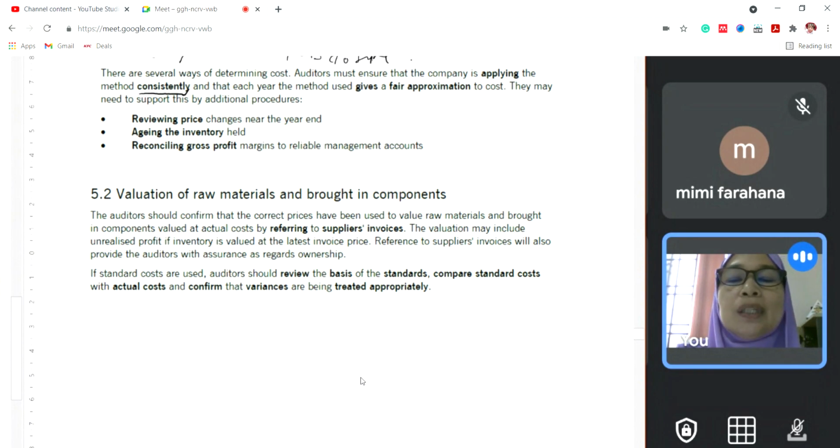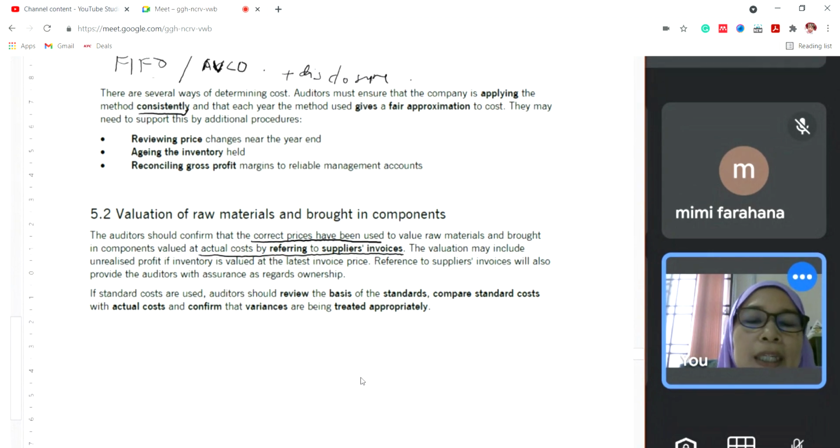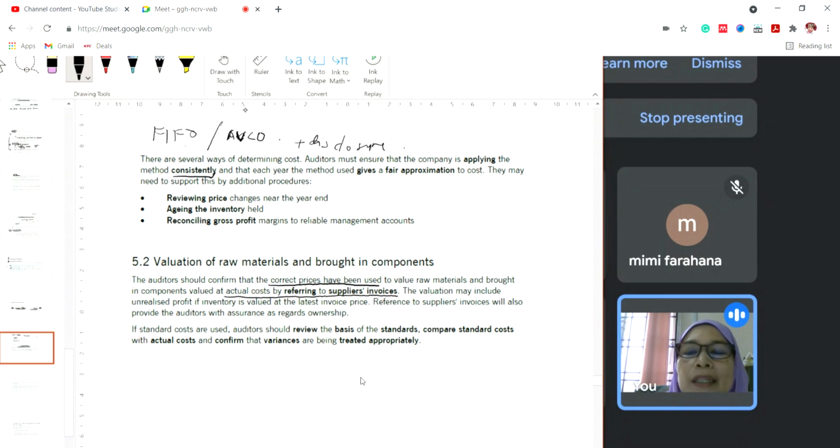They have to look at it in terms of cost, whereby sometimes the cost of the product might change every month. And then valuation of raw materials and bought-in components. The auditor should confirm that the correct price has been used to value raw materials and bought-in components valued at actual cost by referring to the supplier's invoice. The valuation may include unrealized profit if inventory is valued at the latest invoice price.